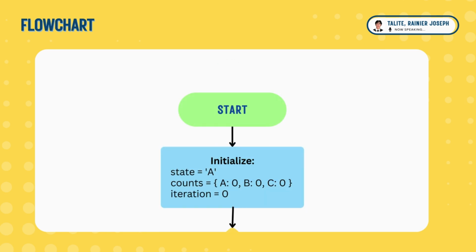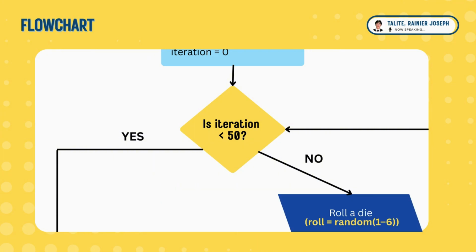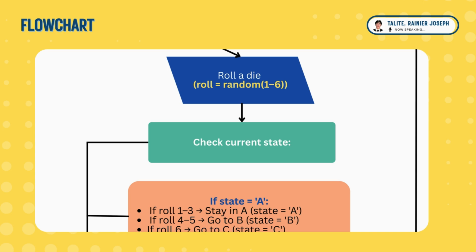The simulation begins by setting the current state to A. All state counters are initialized to 0, as well as an iteration counter to track our progress. The simulation runs for 50 iterations. During each cycle, a die is rolled to generate a number between 1 and 6. Based on the result and the current state, the simulation determines the next state, updates the appropriate counter, and moves to the next iteration. Each state follows its own set of transition rules.